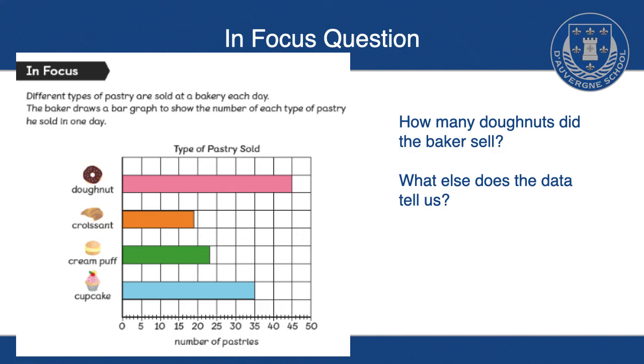But if we have a little look at the croissants or even the cream puffs, those don't quite get to that bar. Okay, they're slightly less. So that's where the little markings come into play. So have a little look. What does the data tell us? And see if you can interpret it and represent it in either a table or some sort of different method.